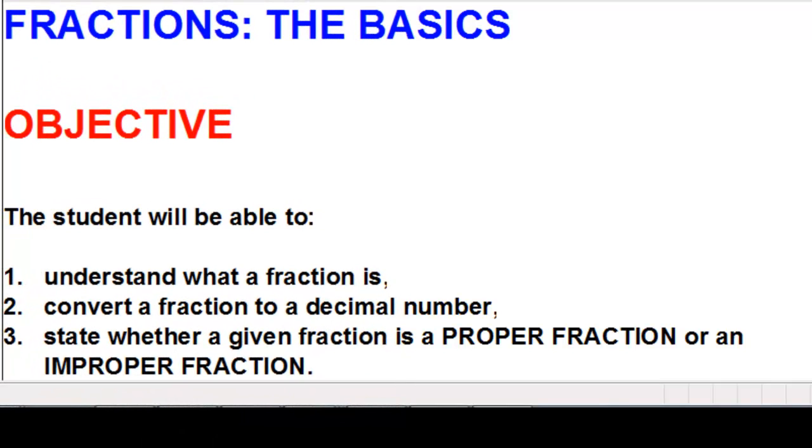The objective of this lesson is that the student will be able to: 1. Understand what a fraction is, 2. Convert a fraction to a decimal number, and 3. State whether a given fraction is a proper fraction or an improper fraction.